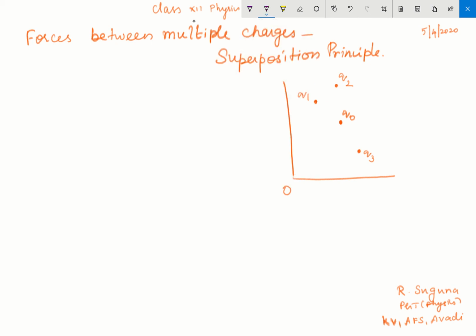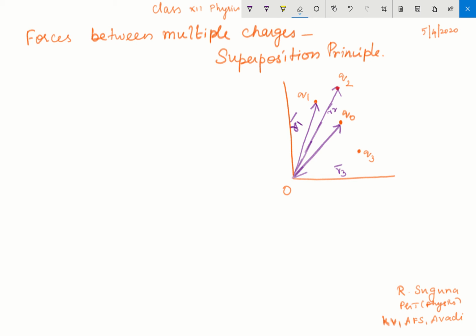Okay, see, the position vector of Q0, let it be R0, and Q1, R1, and Q2, it is R2, and Q3 position vector it is R3. Okay, so these are all the position vectors of different charges.